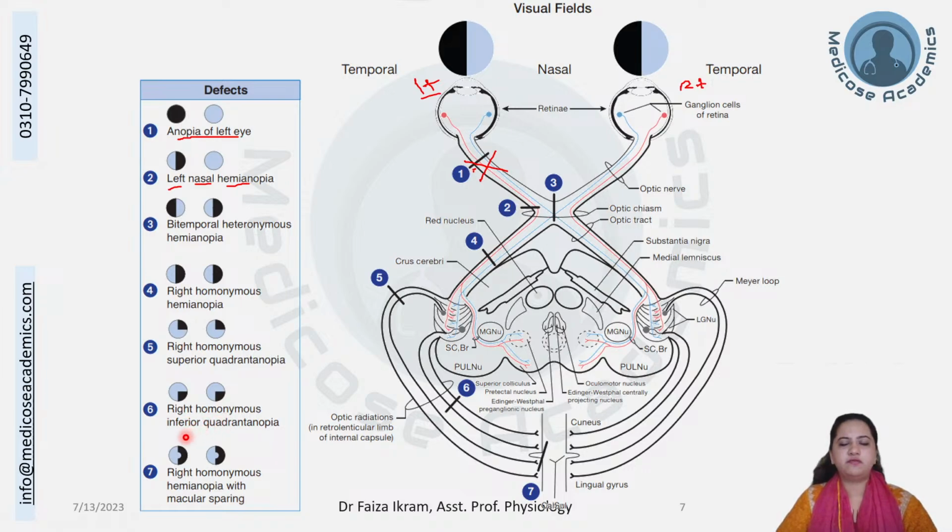Right homonymous inferior quadrantanopia. Once we reach the level of the visual cortex, if damage is in the left visual cortex, again contralateral hemianopia, homonymous hemianopia, right homonymous hemianopia. But one thing is added to this, which is macular sparing. Why macular sparing? As we discussed in the previous slide, the macula is represented bilaterally for both the eyes. So this will keep the macular vision safe.